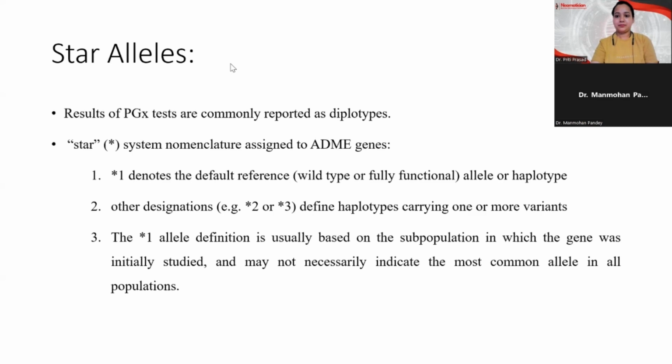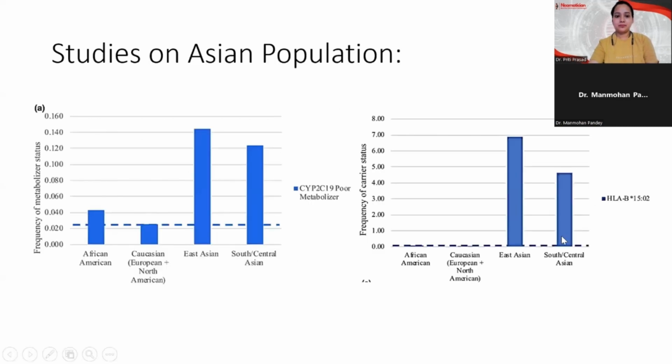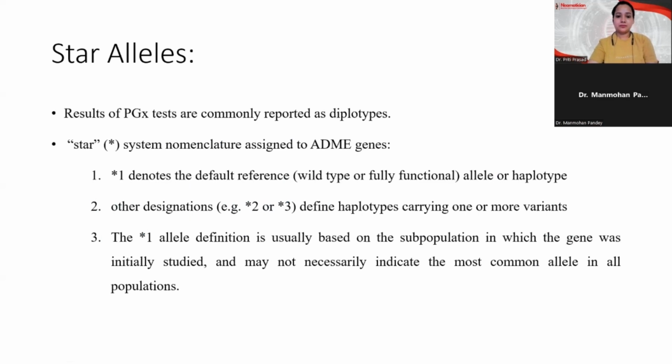Once we have different variations, the designation can be given like star two. Suppose there is an A to T variation and the default is A; A is given star one, and if the variation is from A to T, then star two is given to T. If it is A to G, that is a different variation, and in that way the haplotype is given. When I go into the last part about the reports, you can see there.